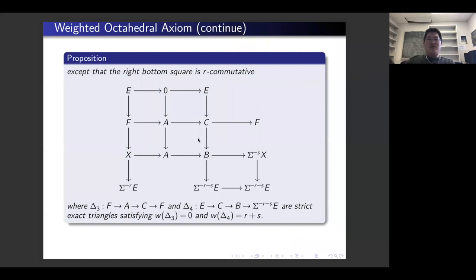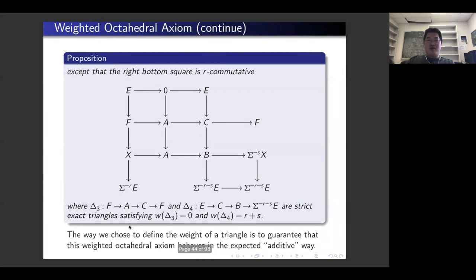Now, what you can do is you have two extra triangles. One is this one, the F A C F. This is one here. The other one is E C B, and there's a shift of E. And this triangle has weight zero. And you can see, because there's no shift of this F, this triangle has a weight exactly R plus S. That's the beauty of this proposition. So I mentioned here that there are probably many other ways to define the weight of a triangle, but the way that we define it guarantees that we can prove a proposition like this, such that the weight behaves in an additive way.